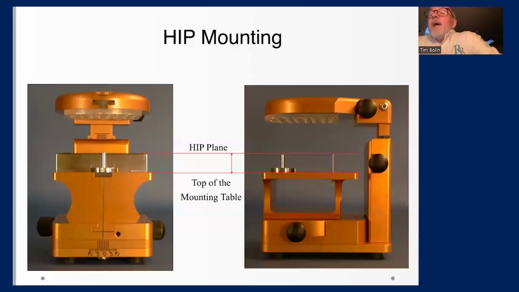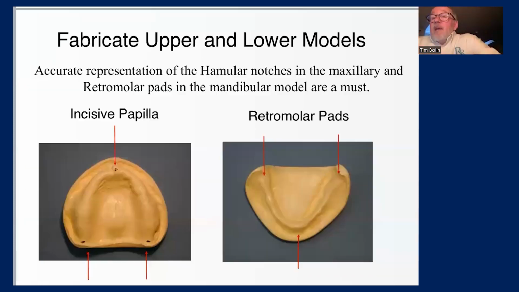So again, we're coming back to the Aculiner. We've got the HIP plane and the top of that mounting table. Once that case is mounted, that becomes our reference point. So we get the upper and lower models fabricated, either through relines on existing dentures or duplicate dentures, but we're going to start with some pristine model work.